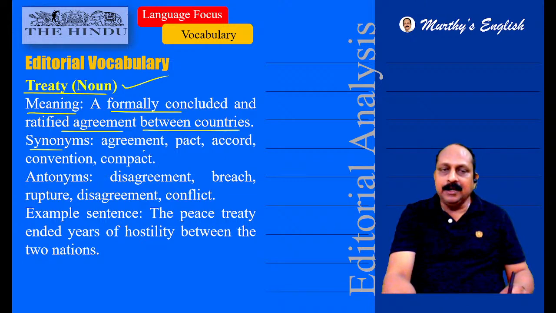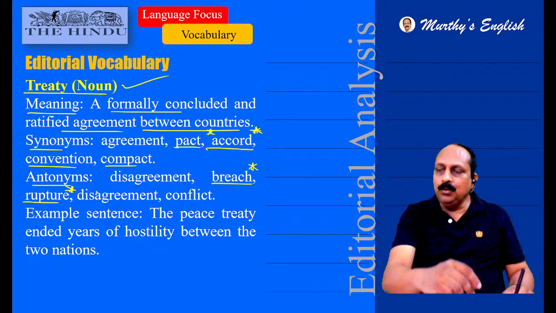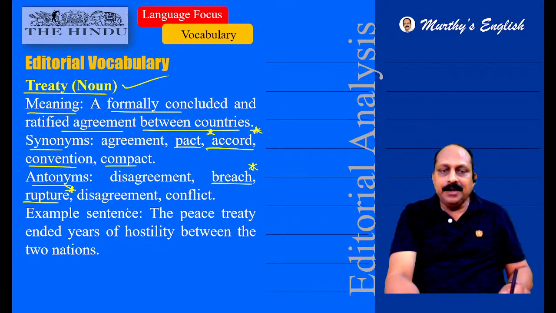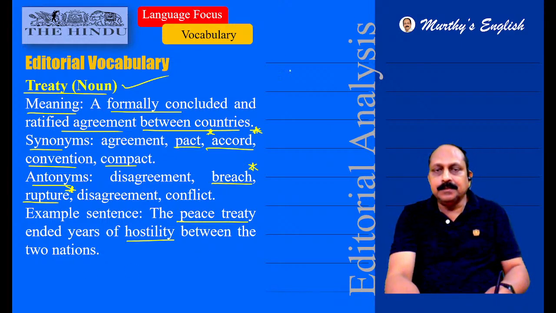Synonyms: a simple word, agreement, pact, an important word, accord, convention, it goes more with meeting, compact, not relevant here. Antonyms: disagreement, breach, an important word we have got many a time. A rupture, that goes more with wounds and everyday English. Disagreement, between two, among more than two. Disagreement, conflict. Example: the peace treaty ended years of hostility between the two nations.